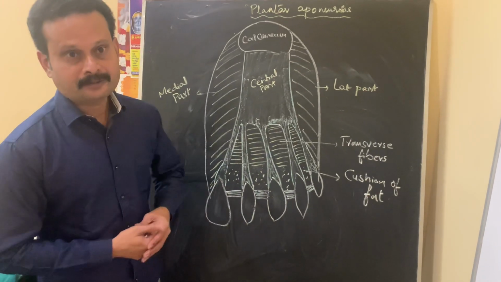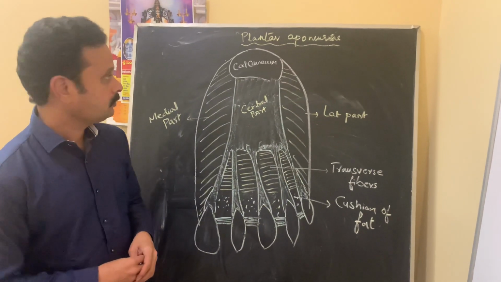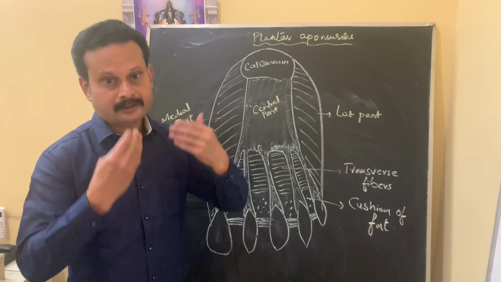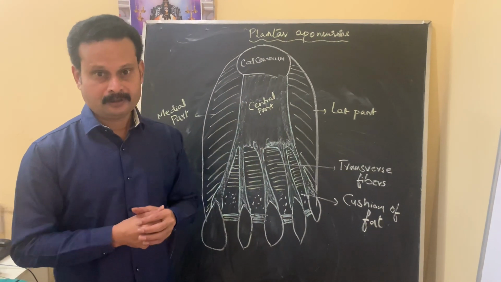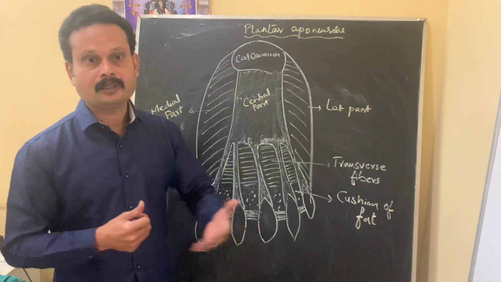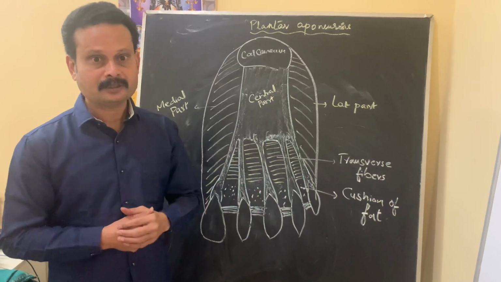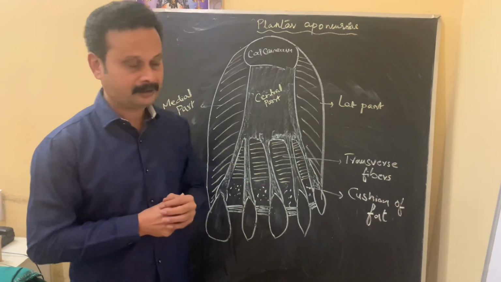Hello, let us today discuss the topic plantar aponeurosis. Plantar aponeurosis is present in the region of the sole, which is nothing but the deep fascia of the sole, which is made up of longitudinally running collagen fibers, and at places transversely oriented collagen fibers are also present.